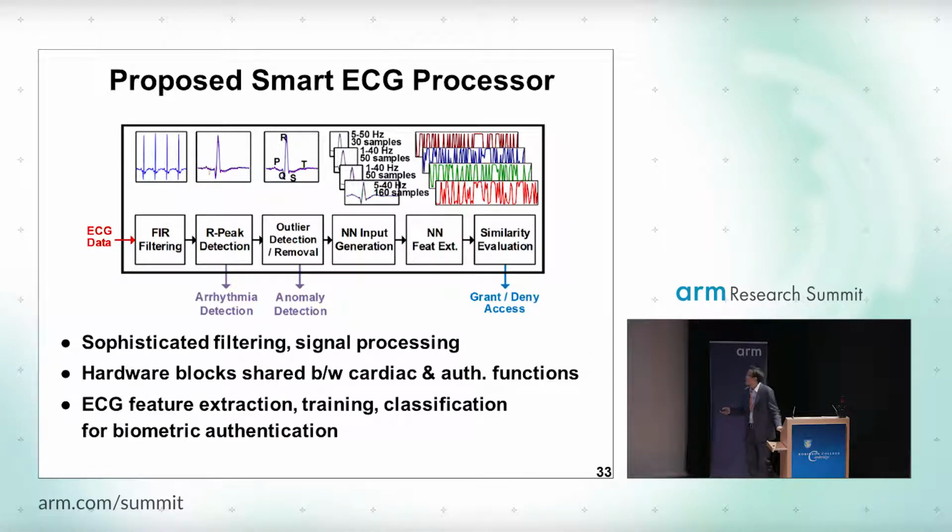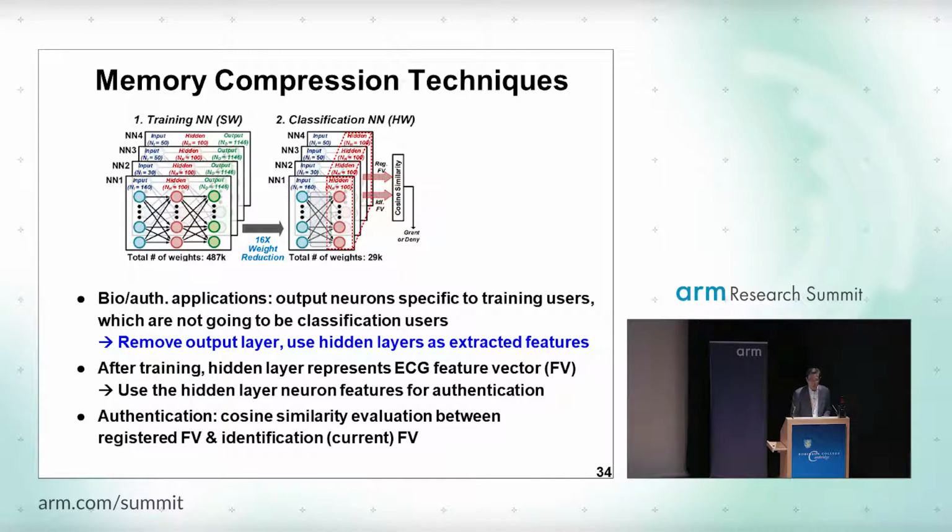So this is a high-level diagram of the proposed smart ECG processor that has pre-processing or filtering signal processing blocks, and these hardware blocks are shared between the cardiac monitoring and authentication functions. We employed some simple neural networks to train and classify for the biometric authentication for many different users. Let me focus on the memory compression techniques that we employed for this neural network.